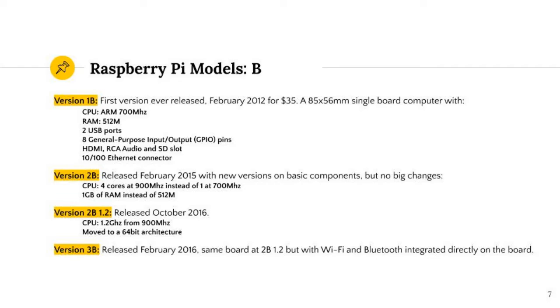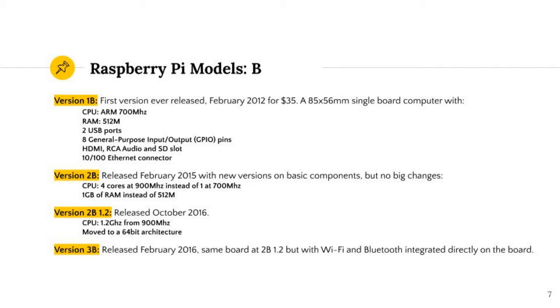Model B was the first one ever released in February 2012, and the board was only 85 by 56 millimeters. It came with a CPU, which was ARM at 700 megahertz, RAM 512, 2 USB ports, 8 general purpose input-output pins, HDMI, RCA audio, and an SD slot, and only a 10/100 Ethernet connector.